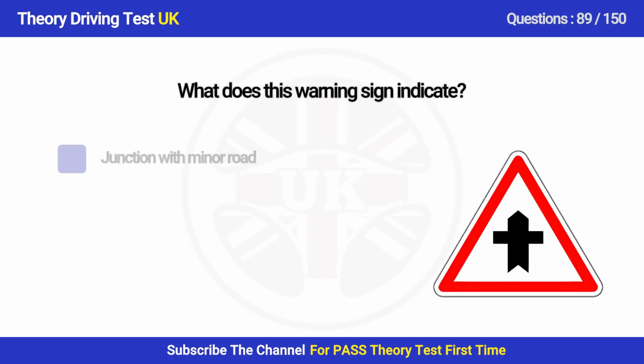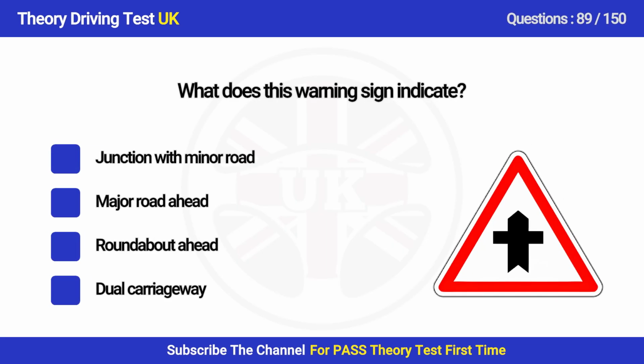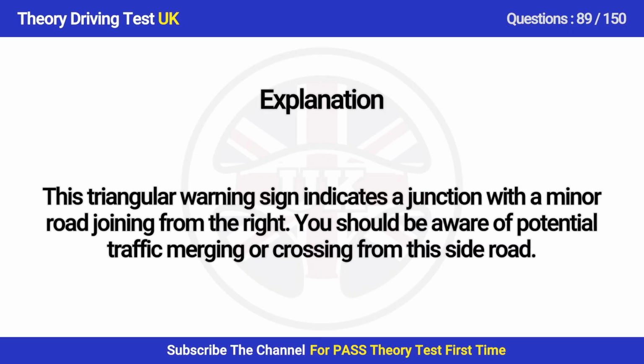Question 89. What does this warning sign indicate? A. Junction with minor road. B. Major road ahead. C. Roundabout ahead. D. Dual carriageway. Answer is A. Junction with minor road. This triangular warning sign indicates a junction with a minor road joining from the right. You should be aware of potential traffic merging or crossing from this side road.